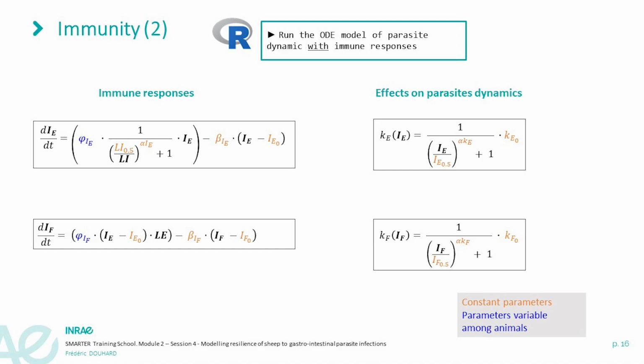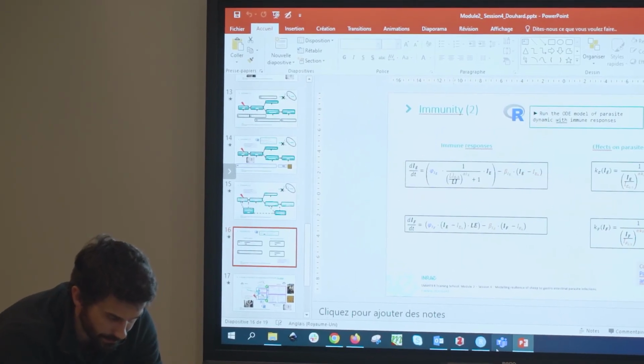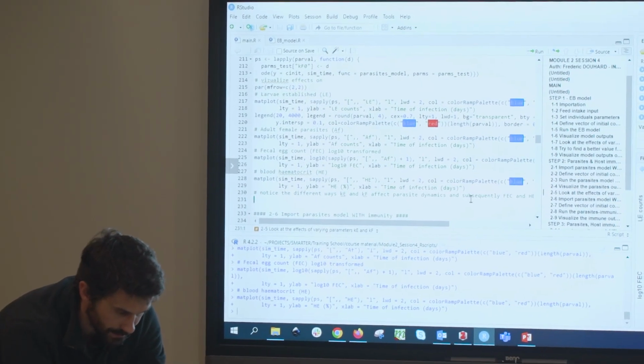And we have parameters that are constant among animals, and we have parameters that will vary among animals. And this will help us to characterize what is a host-resistant animal and what is a host-susceptible animal. So we'll play with these two values now in the script. Yep. So you can jump to the script.